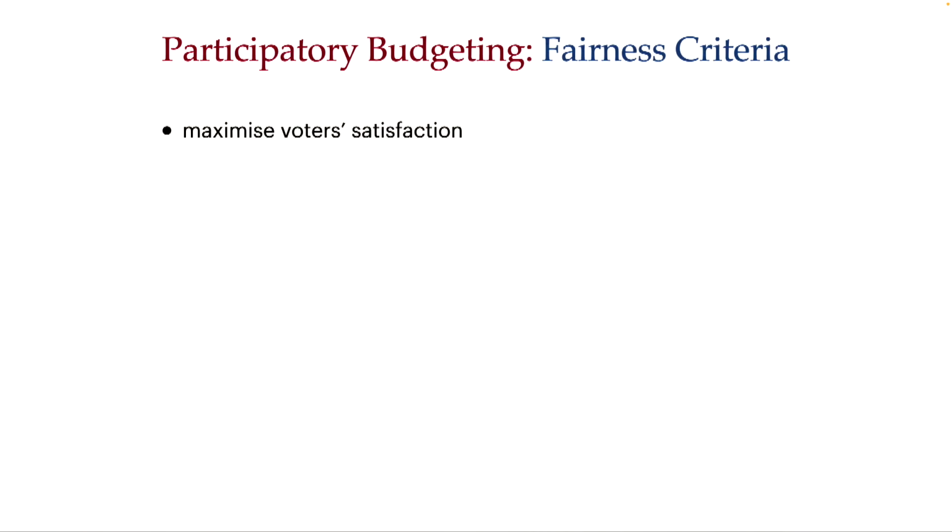So some of the fairness criteria that we looked at here are... I hope I'm audible. You don't need to see me. Okay. So maximizing the voters' satisfaction is what we are dealing with as of now, right? Now here we ignored the interaction between the projects. What do we mean by this?